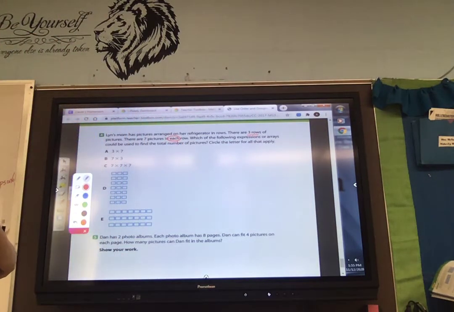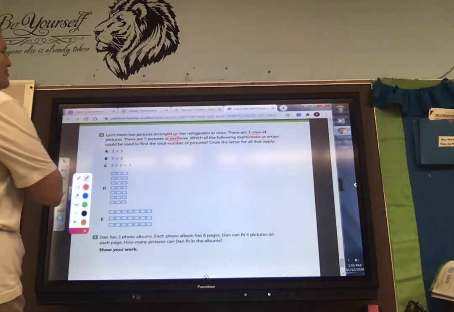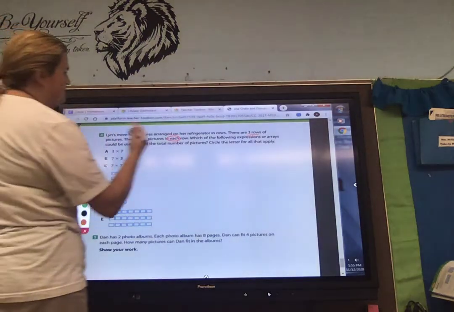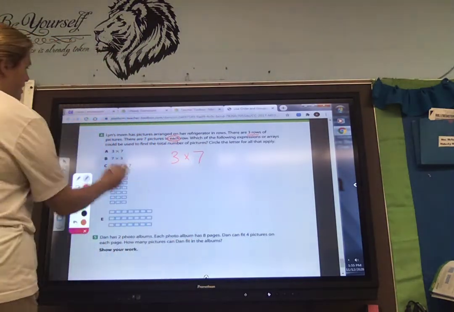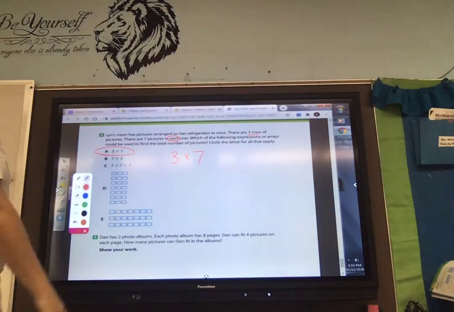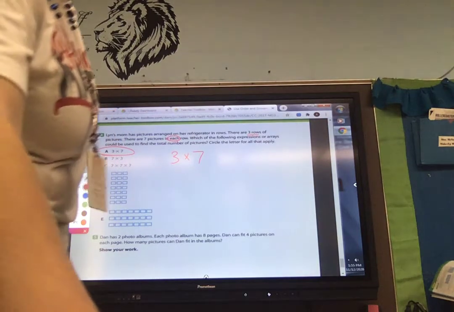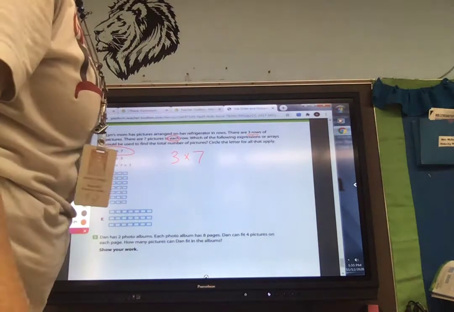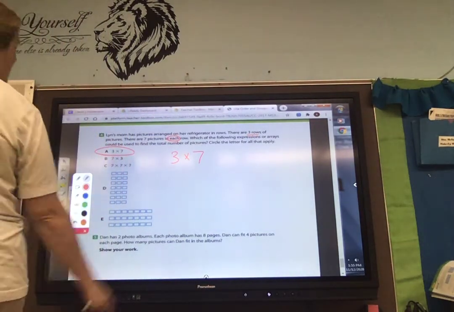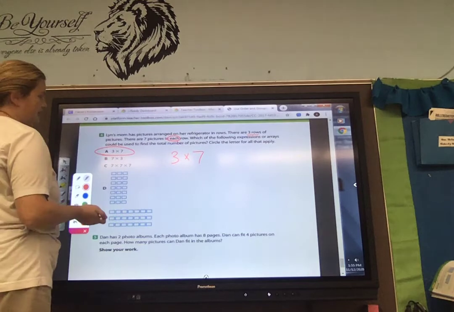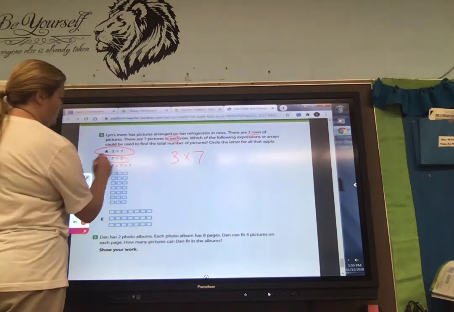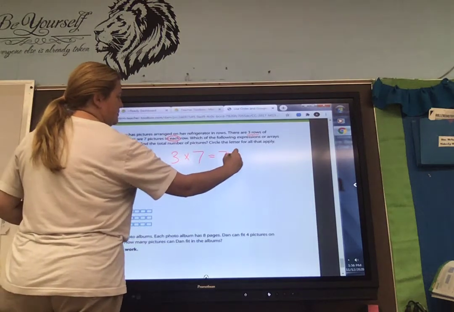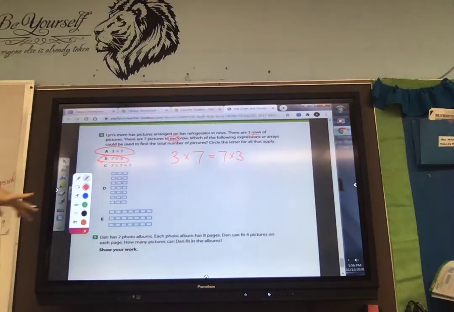Which of the following expressions or arrays, didn't I tell you that sounds like an array, could be used to find the total number of pictures? So we have 3 and we have 7, and we know it's rows and columns. Automatically, I see A uses my 2 factors, and it's also a multiplication there. Look at B. What happened to B? They switched the numbers, didn't they? Can I do that? Sure. We can swap these around. That's the commutative property, isn't it? We can switch the order.